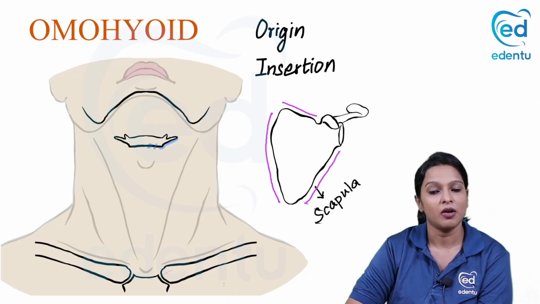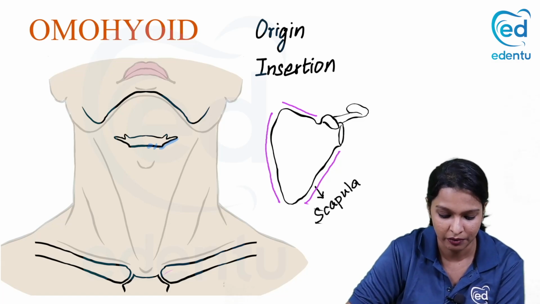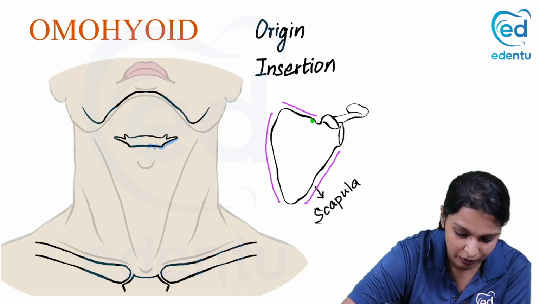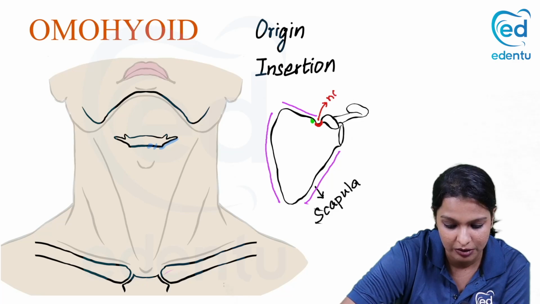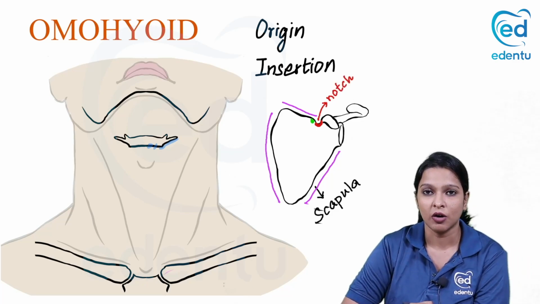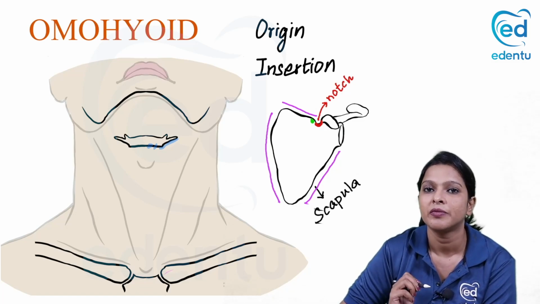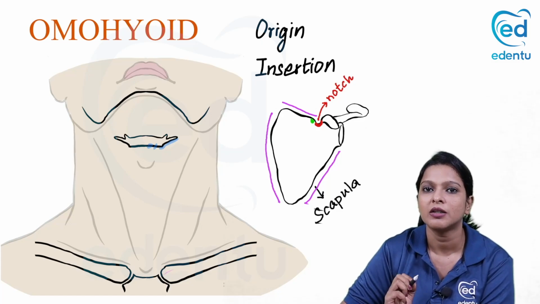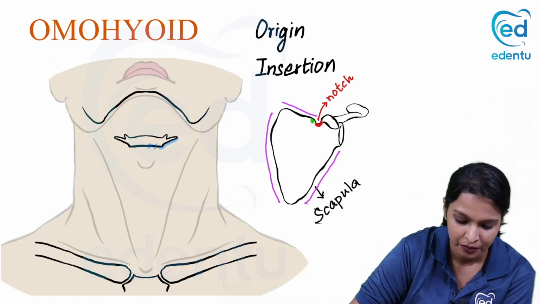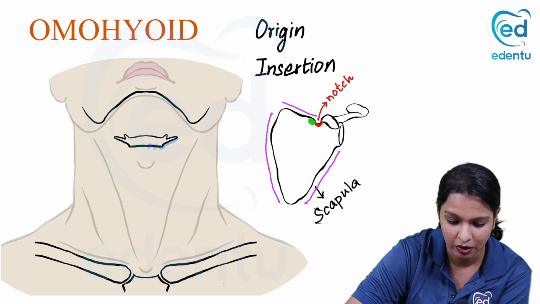So the origin of omohyoid, the inferior belly, is from the superior border close to a notch. What is this notch called? It is called the suprascapular notch. So the origin of the inferior belly of omohyoid is from the superior border of the scapula close to the suprascapular notch. So that is the origin. This green shaded area is the origin.